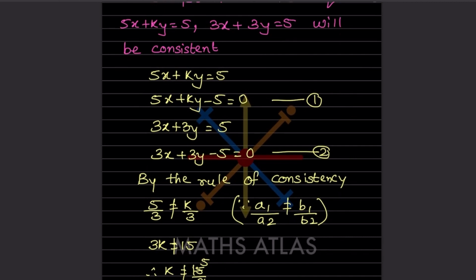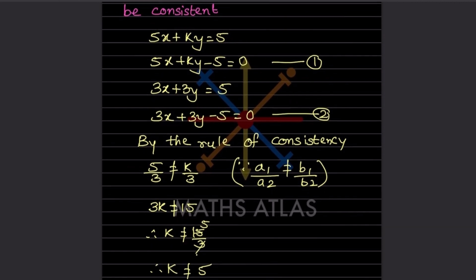So now we want this to be consistent, by the rule of consistency. When we compare this and this, what do we get? 5 by 3. And when we compare this and this, that is y, we get k by 3. Why do we say not equal? Because we have a1 by a2 not equal to b1 by b2. So now 3k is not equal to 15. So k will be what? This 3 will go on the other side, this will remain here. So k is not equal to 5.